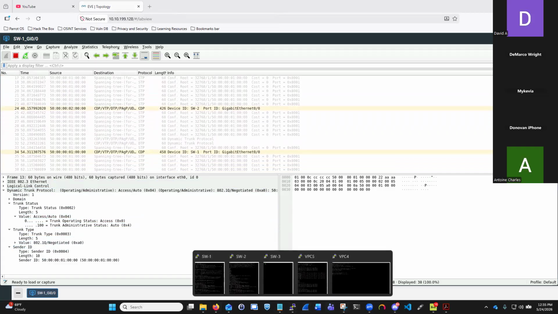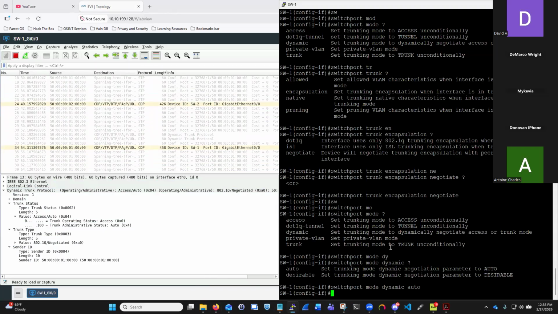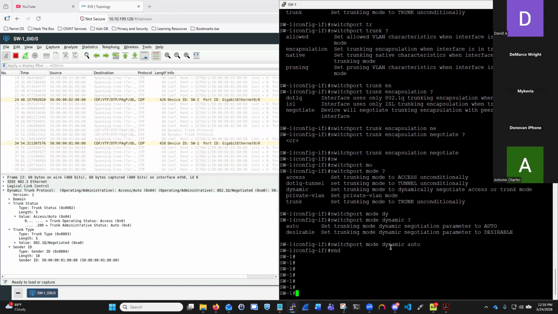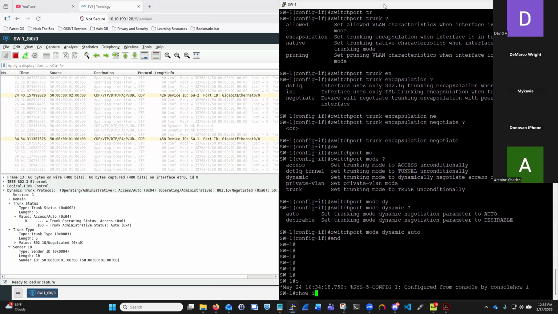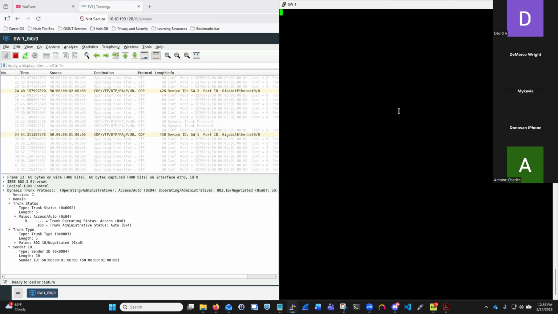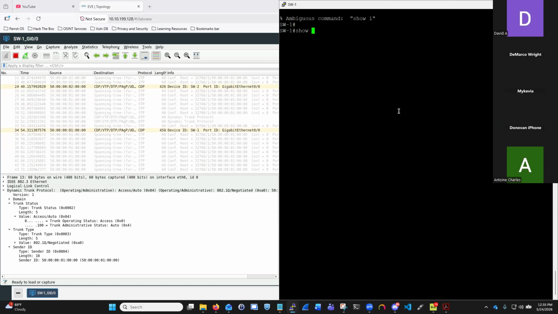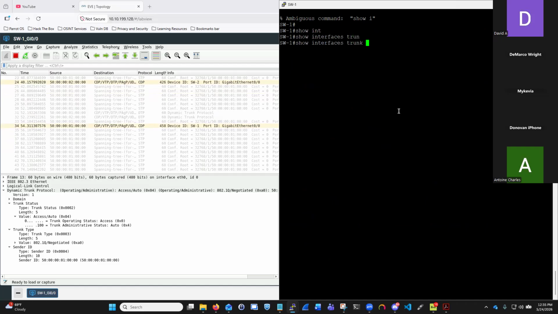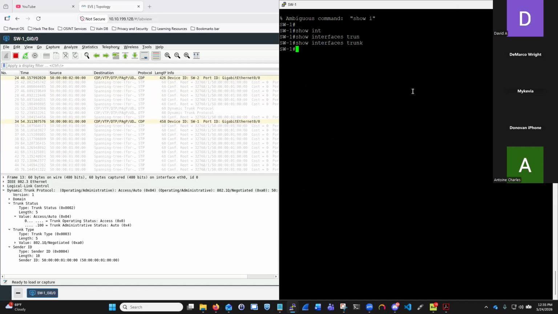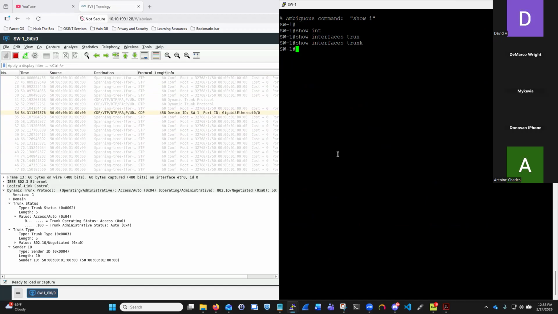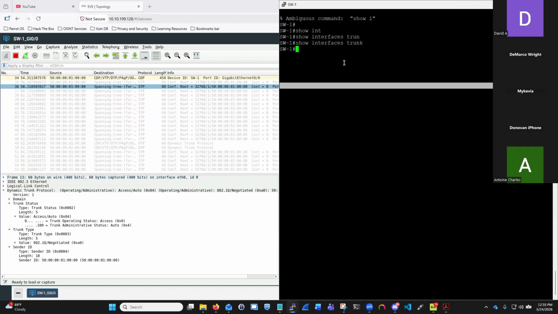Now if we go to this switch, let's clear out this terminal and do a show interface trunk command. We don't have anything because the trunk isn't configured. Dynamically, it did not come up because they're both passively waiting for one to request to become a trunk. How can we fix this?